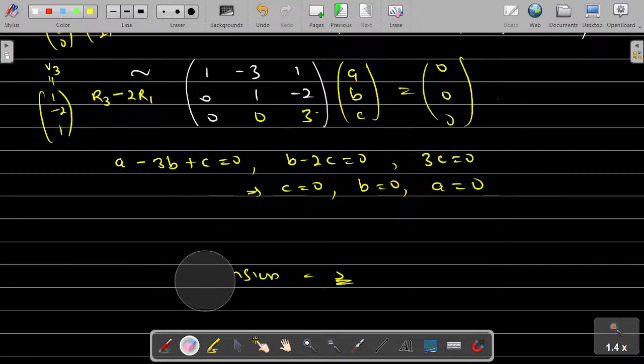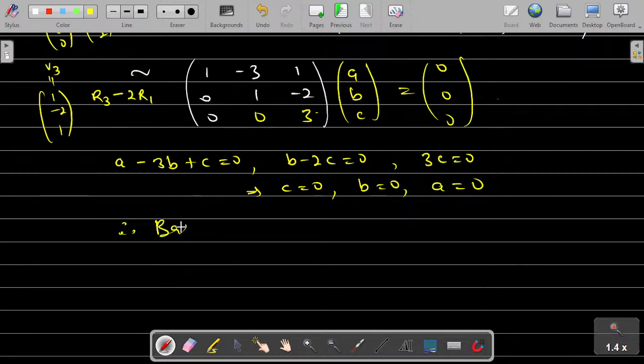So the implication is that it does not have a basis. A null space that has no basis. So it is only the null space, and the basis is empty. Remember, we don't put these two together. So the basis is empty, and if the basis is empty, it implies that the dimension is 0.